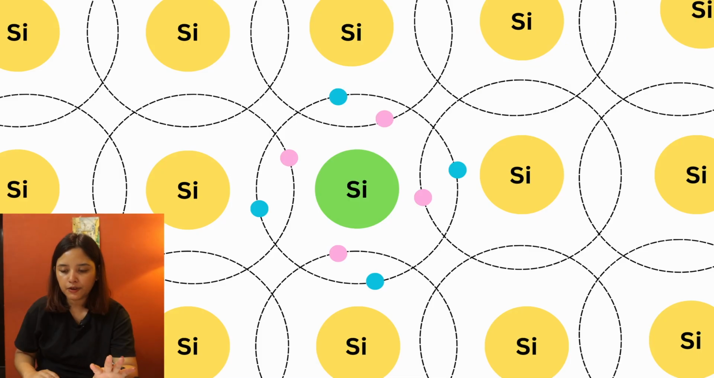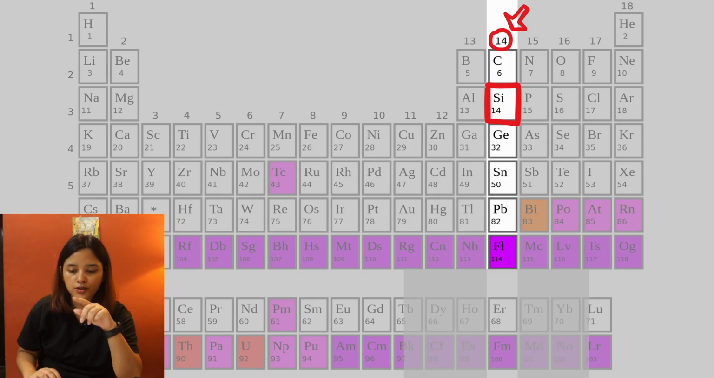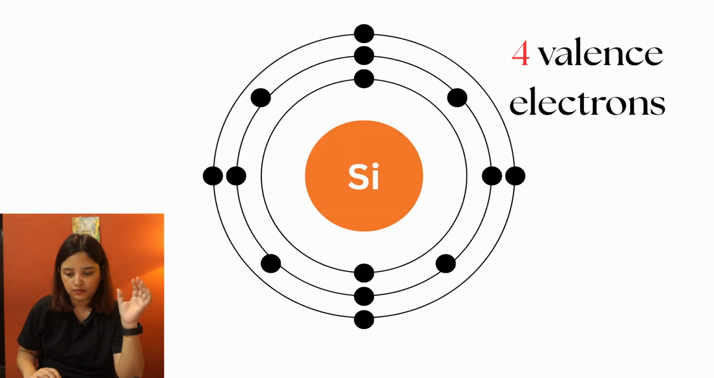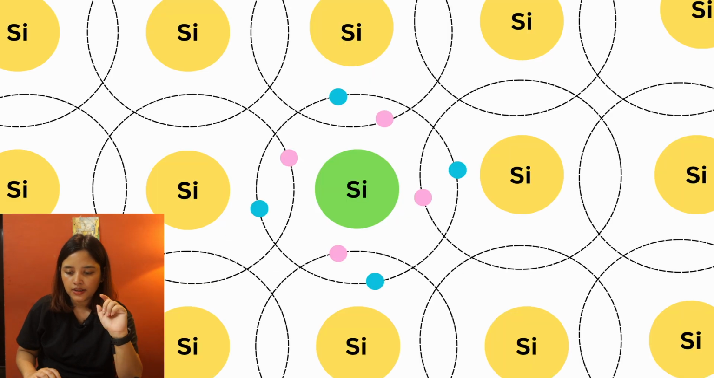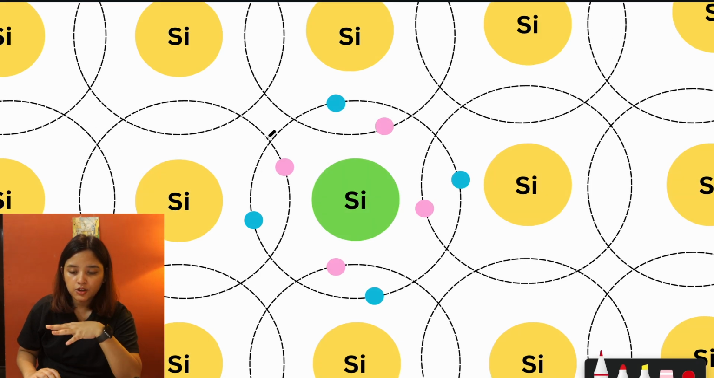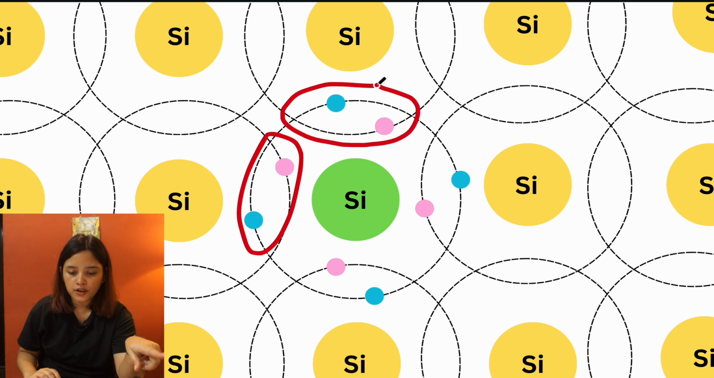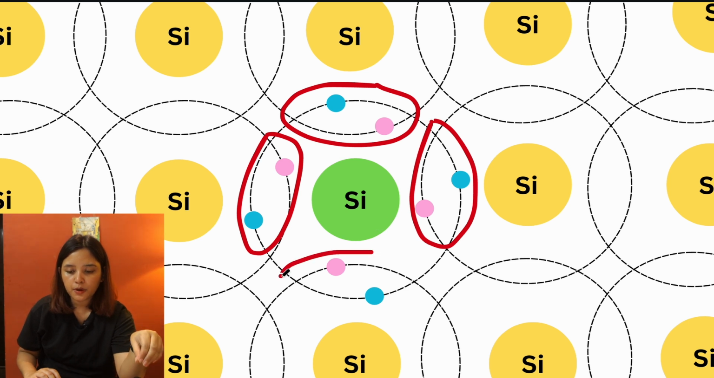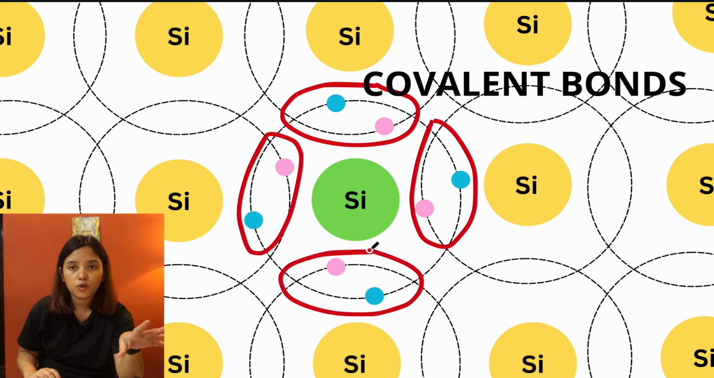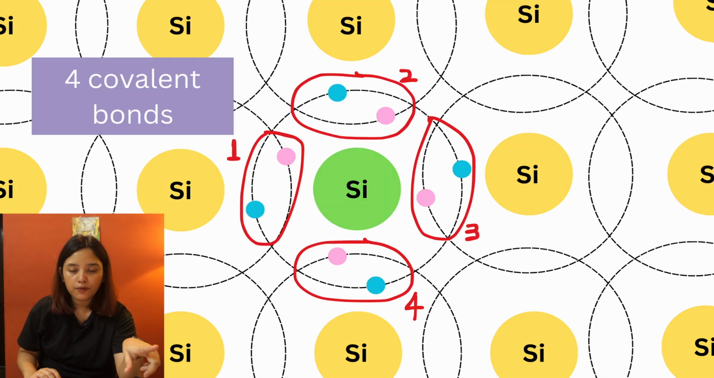For the sake of simplicity, we will only be focusing on this green silicon atom. Now, as already discussed, silicon belongs to group 14 of the periodic table, which means, like its members, silicon also has 4 electrons in its outermost or valence shell. These valence electrons for the green silicon atom are shown in blue. Now, each of these 4 blue electrons can form a bond with an electron from a neighboring silicon atom. So this green silicon atom has 4 neighboring silicon atoms, which are in yellow. So there will be 4 bonds made. These bonds are very strong in nature and are called covalent bonds. Hence, for each silicon atom, we will have 4 covalent bonds.